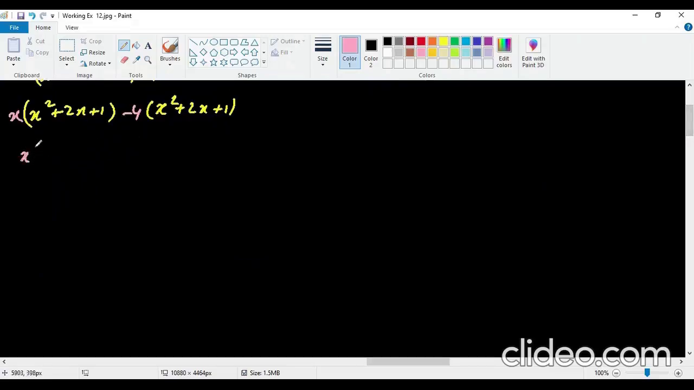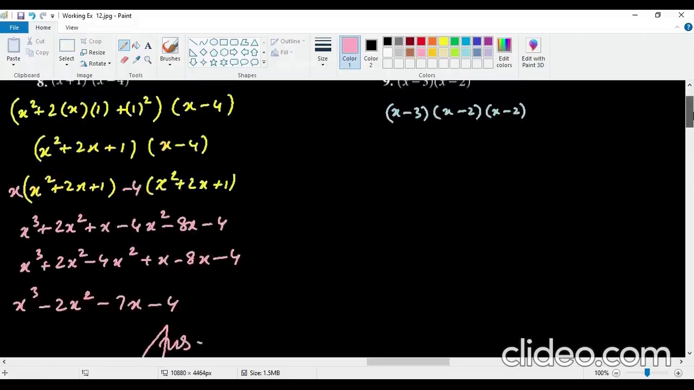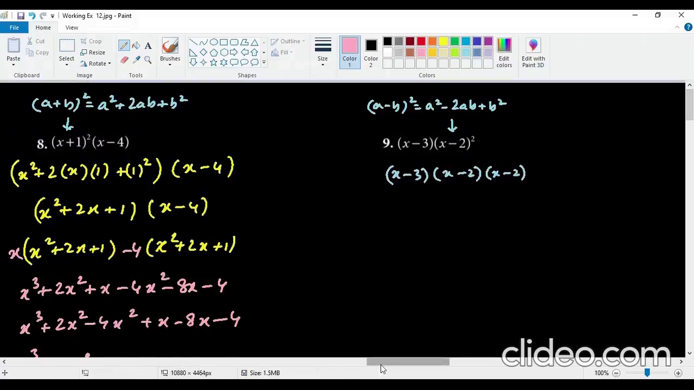So the first bracket is going to give me x³ + 2x² + x. The second one is going to give me −4x². The next one is going to give me −8x, and minus plus is a minus 4. For further simplification, we will bring the like terms together: 2x² and −4x², x and −8x, −4. So further simplification is going to give me x³ − 2x² − 7x − 4 as the final answer for this question. Moving on to question number 9.